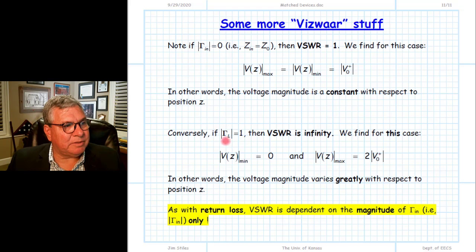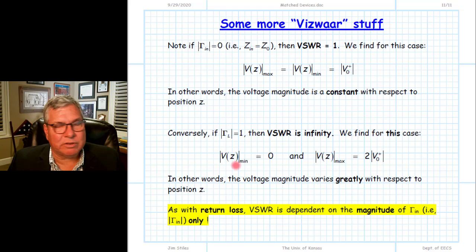The worst case is when the magnitude of, this actually should be gamma in, is equal to 1. In that case, the VSWR is equal to infinity. This is when our impedance, again, is purely reactive. The minimum voltage would be a 0. That would be a null that we'd have, and the maximum would be 2 times the magnitude of V0 plus. This is when the plus and minus waves are equal magnitude, and they'd be 180 degrees out of phase.